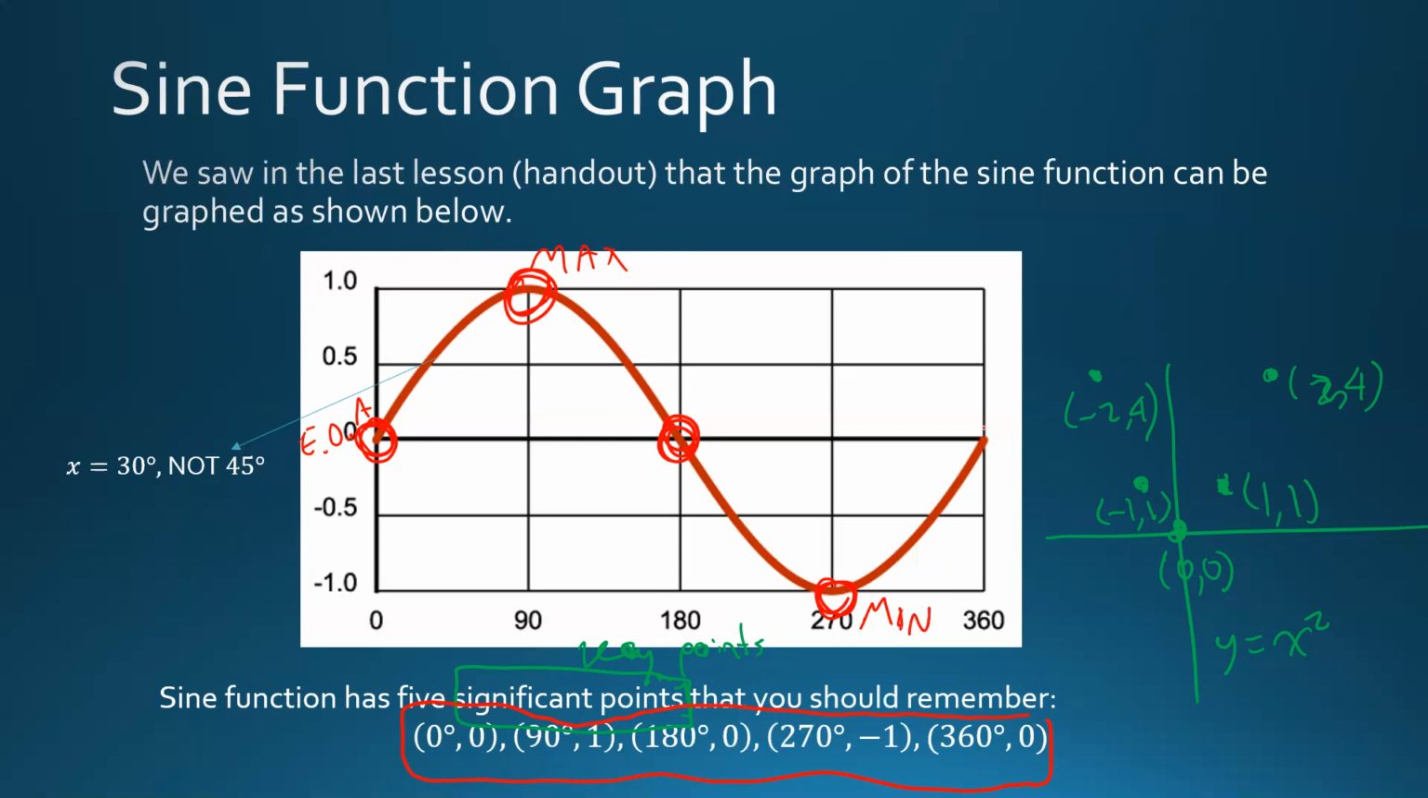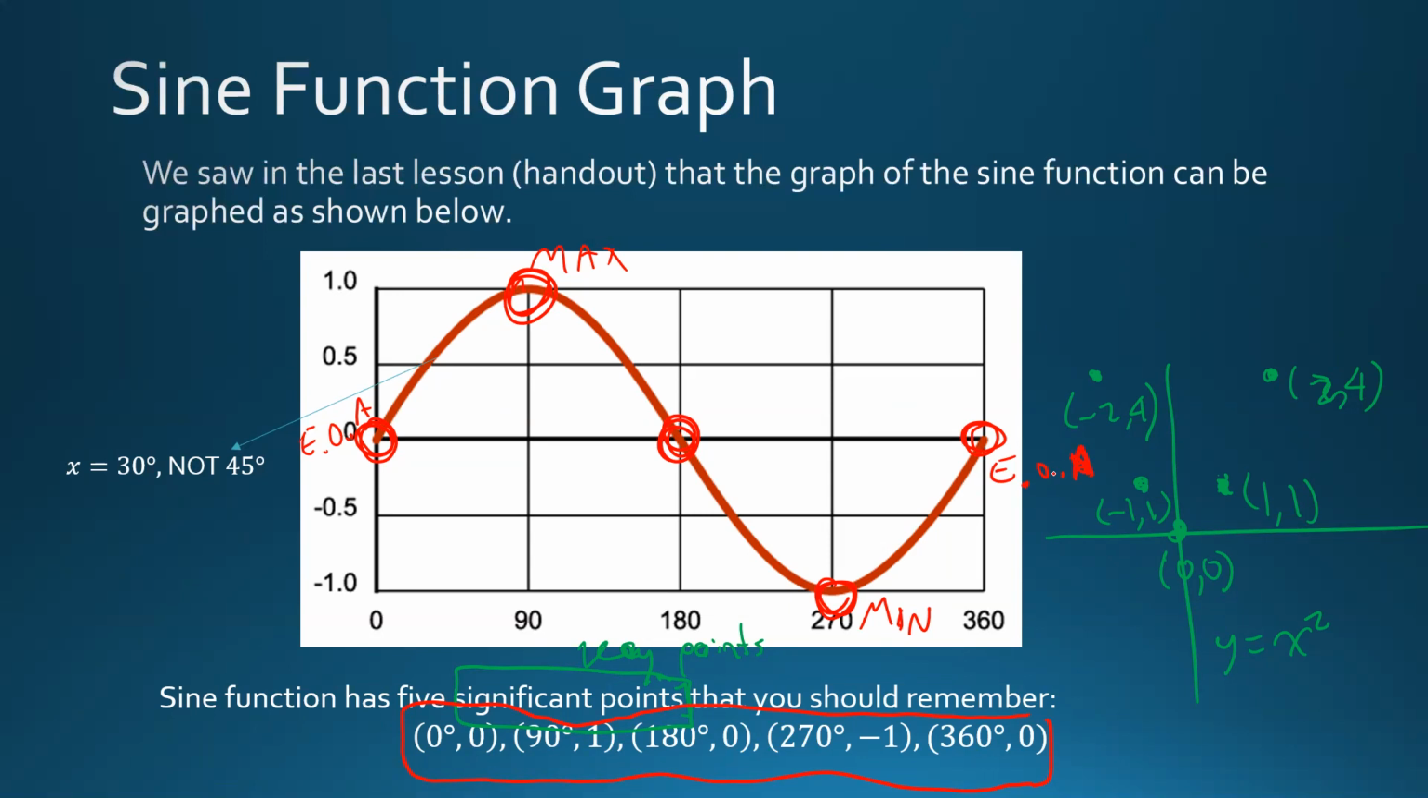And then of course we go back up to our equation of the axis of the curve, which is 360 degrees. Sorry, just wrote that wrong. Which is 360 degrees and 0. So those are the 5 significant points on your sine function.